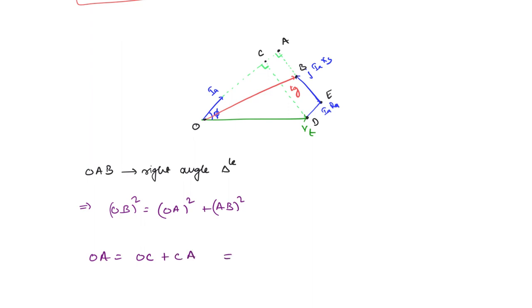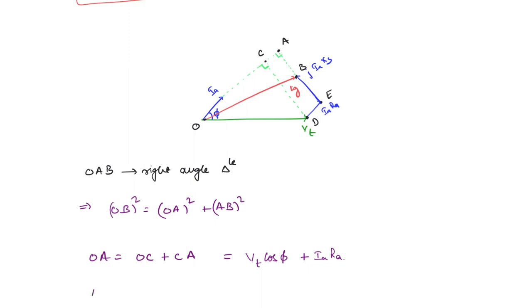Now what is OC? This is a right angle triangle. Now this is VT, this angle is phi. So what will be this? OC will be VT cos phi. So you're going to get VT cos phi. Now what about CA? This is same as IaRa because this is a rectangle. So you're going to get plus IaRa. Okay, so this is OA.